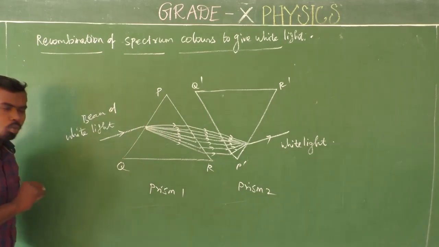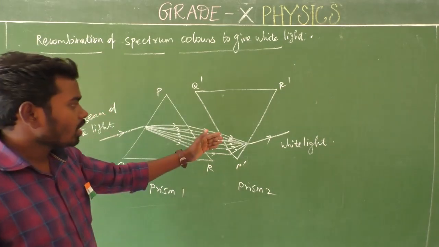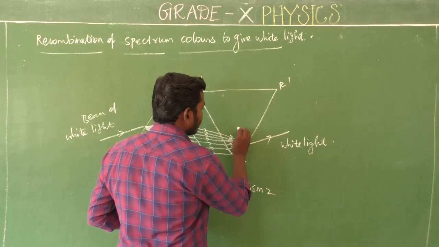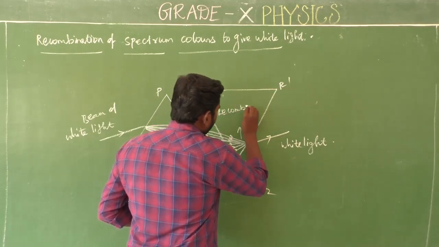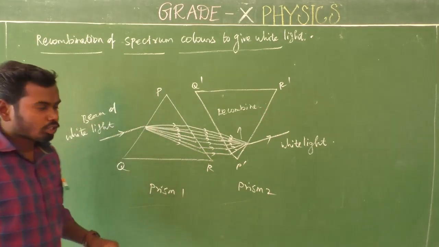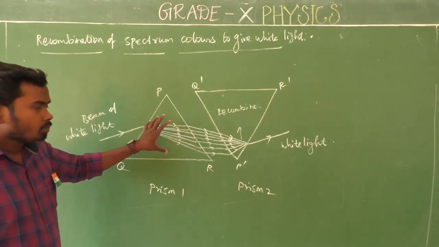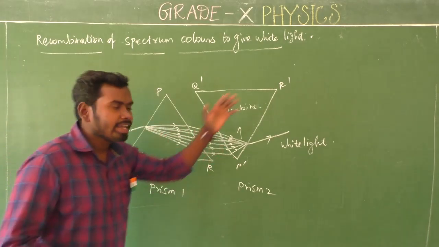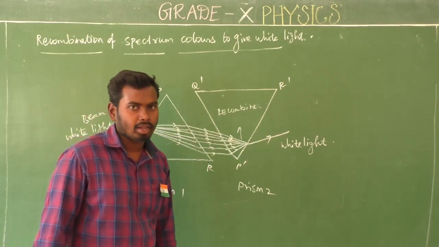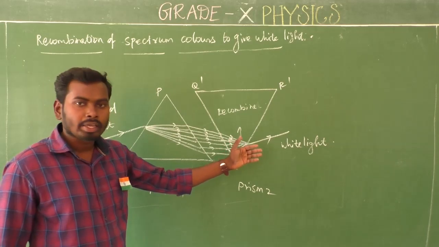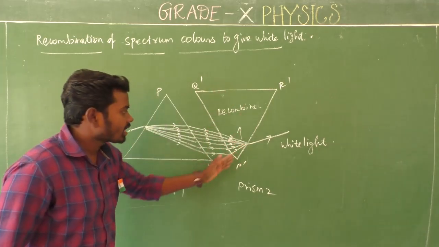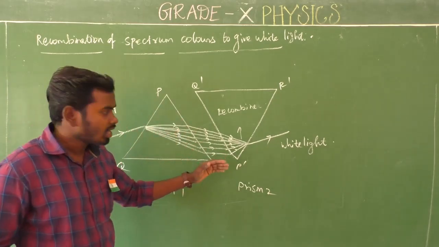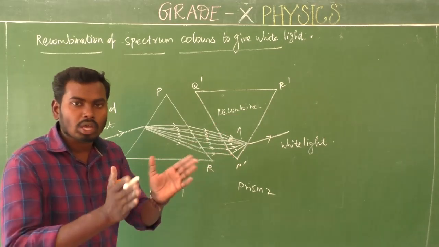You may ask me, why, sir? Why does the second prism recombine the spectrum and give out white light? This process is called recombination. Actually, the first prism produces the 7 spectral colors, and the second prism receives the spectral colors and gives out white light. Why, sir? Why does the second prism give out white light? Because the second prism is placed in inverted position. Am I right? Inverted position. That is the reason why the second prism gives out only white light.